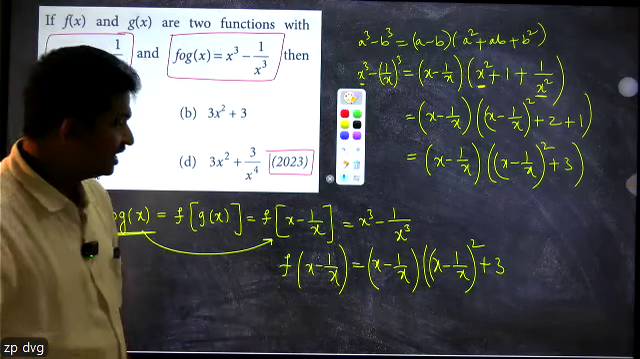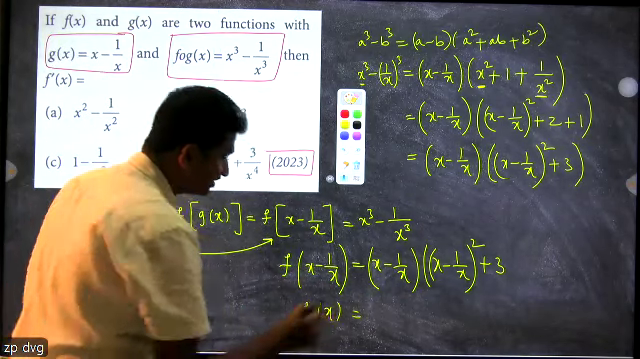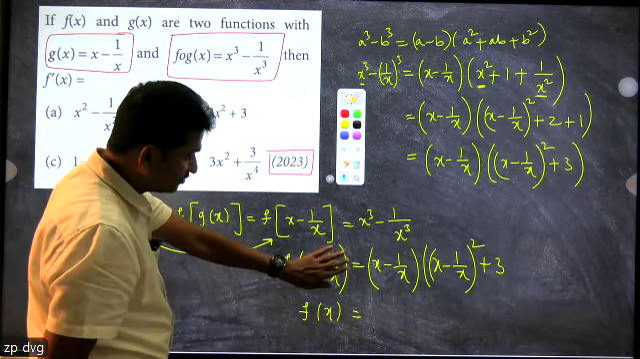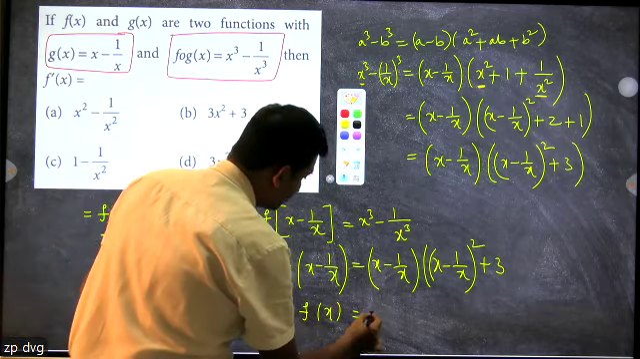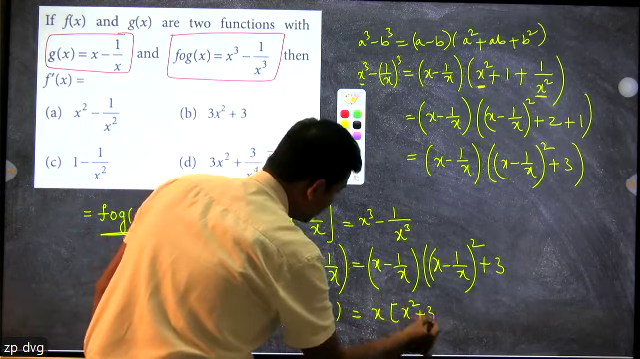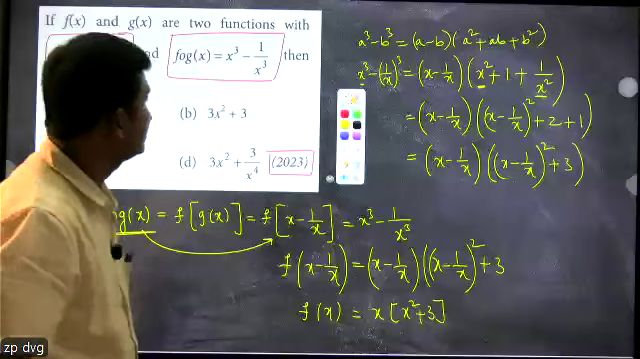Now what I'll write? I'll write f of x from this. What is f of x? You see, wherever x minus 1 by x is there, here x is there, right? So here what will this become? This will become x into x square plus 3. So f of x is x into x square plus 3.